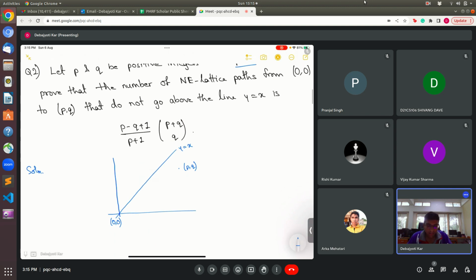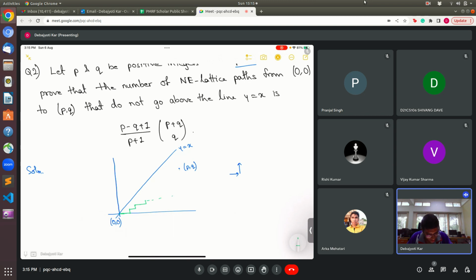It means that we are only allowed to move either right or up, right? So basically, from the origin to the point (p, q), we have to reach through a sequence of right and up moves. For example, one possible sequence of moves might be: first you move right, again right, up, right, and so on.